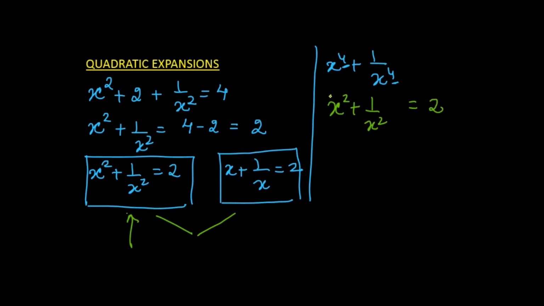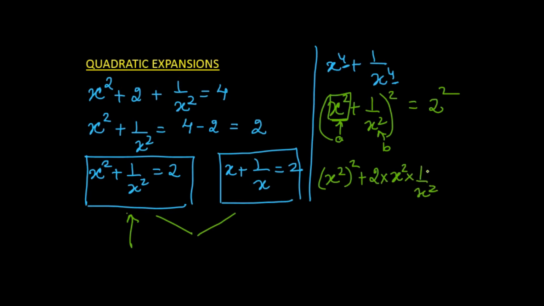And we try to square both the sides. Square the LHS and square the RHS. So we get a square, which is x square whole square. Our a is x square and b is 1 over x square. So we get (x square) whole square, a square, plus 2, a is x square, b is 1 by x square, plus b square is (1 by x square) whole square. And this is equal to 2 square, which is 4.